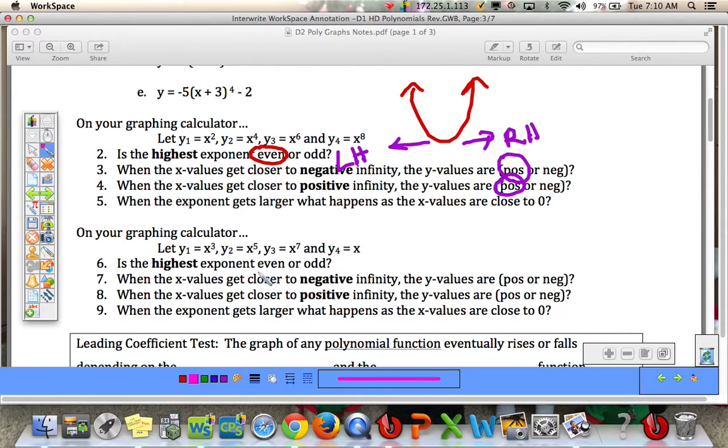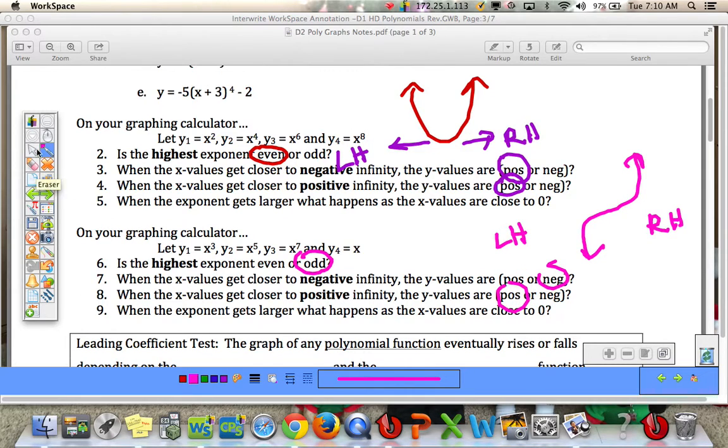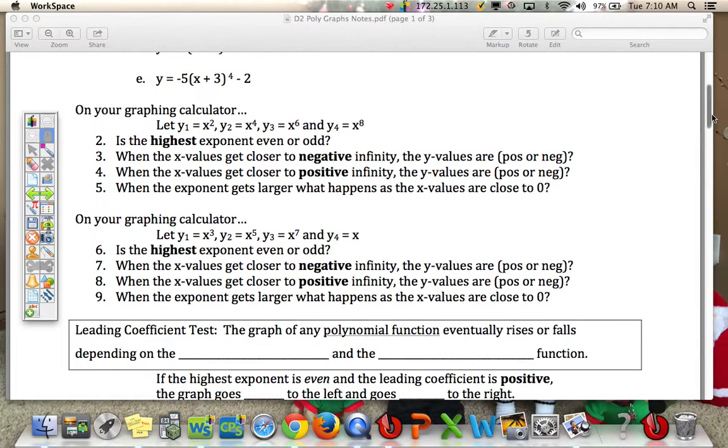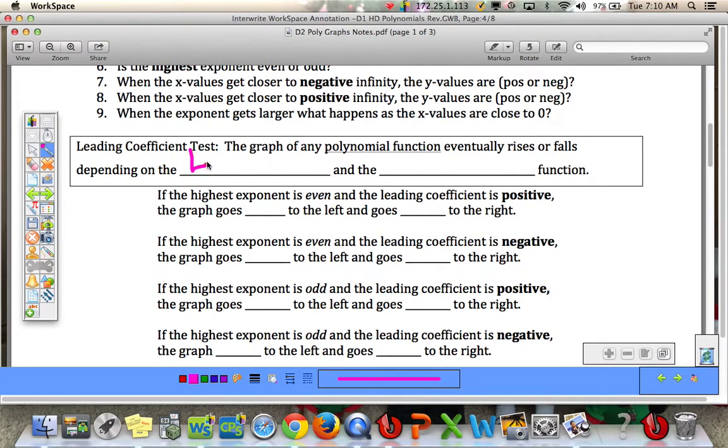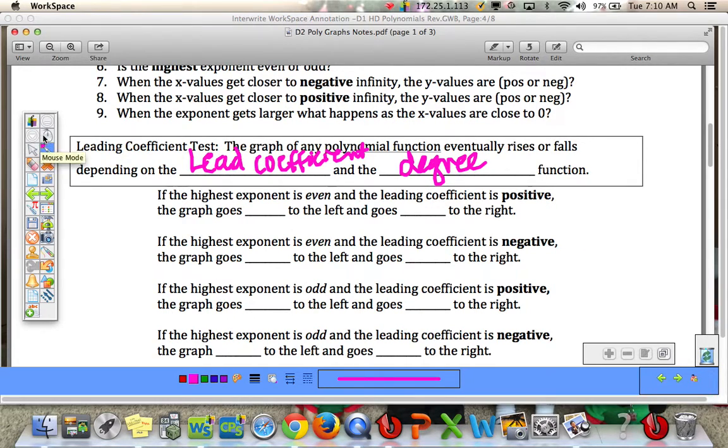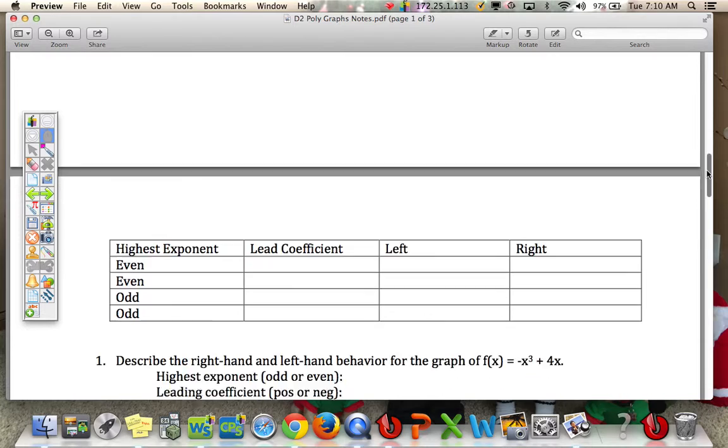Now when it's odd, it looks something like this. And again, the left-hand behavior, as we go to the left, our values go down, but as we go to the right, our values go up or positive. So the lead coefficient test: the graph of any polynomial eventually rises or falls depending on the lead coefficient and the degree of the function. Let's fill out a table.